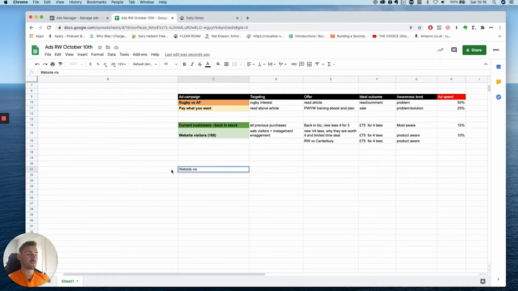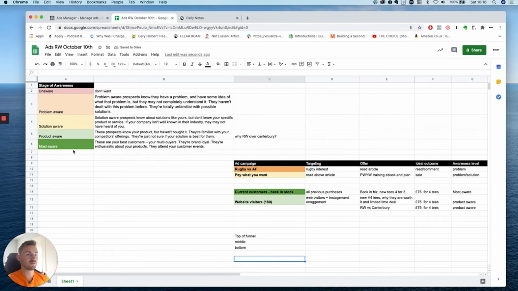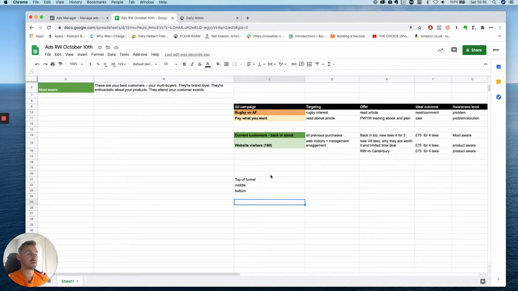Website, top of funnel. It's called funnels, and if you're not aware of the term, it's like top awareness, and then the bottom of the funnel is fewer people, but they're the ones who are going to buy. So you've got top of funnel, middle, bottom. This is that kind of thing, but in more depth. That's how you message your ads.